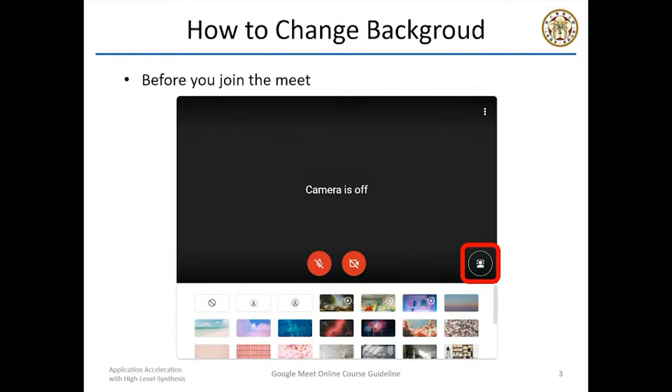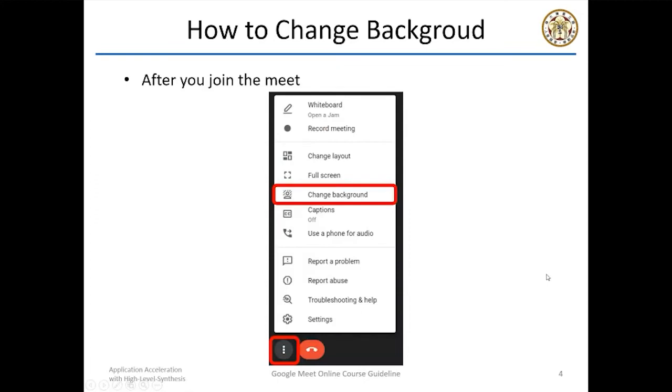And about how to change your background, you can change it anytime in the meeting room. Before you join the meet, you can click the change background button here. So you can change the background to any picture you like below. And after you join the meet, you can still change the background by first clicking more options here, and then change background. Okay.